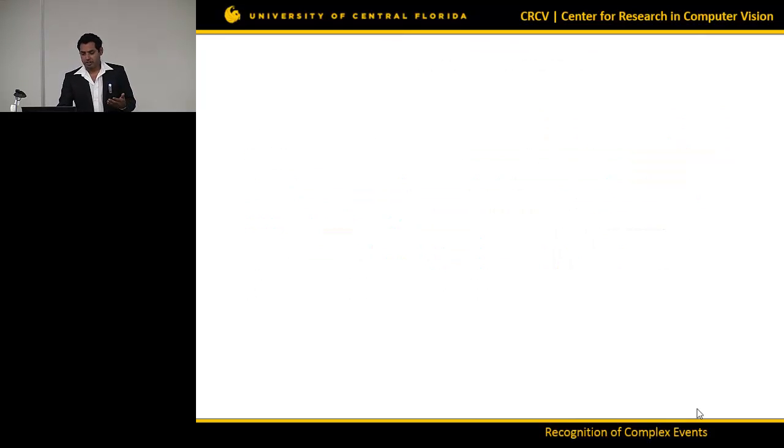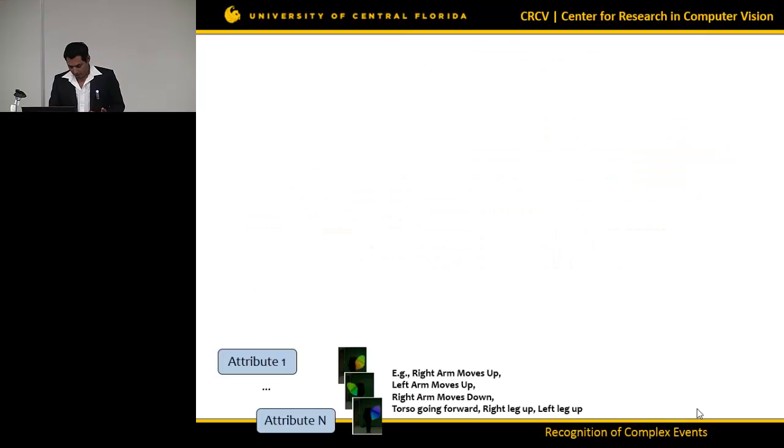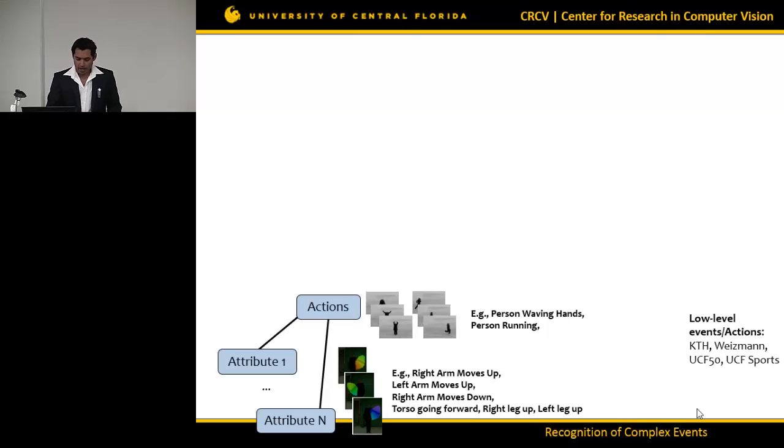Now, by the decomposition, what I mean is at the lowest level of a complex event hierarchy, what we analyze is something called attributes. These are really low-level attributes, which you can think of as a right arm moving up, left arm moving down. When used together, they can form a model of an action, for example, a person waving.